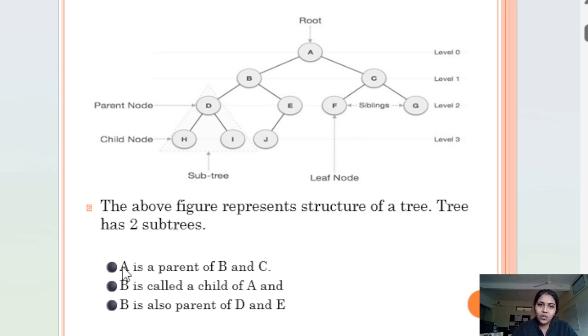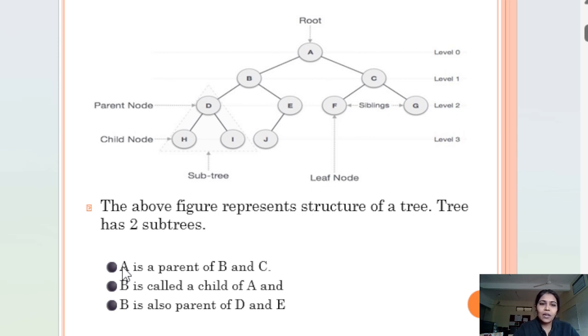Here we see the structure of a tree. There is a root node, parent node, child node, siblings, and also leaf nodes. In a tree there are a number of subtrees. A tree is a collection of a number of subtrees. Then there are a number of child nodes and a number of parent nodes also. And in a tree there are levels. Level starts from 0; here we see the levels starting at level 0 and ending at level 3.